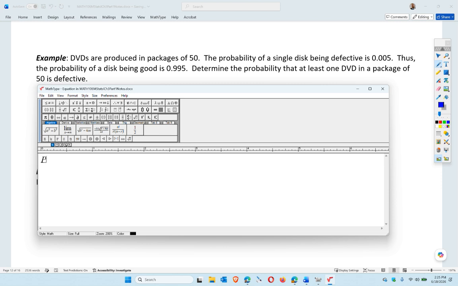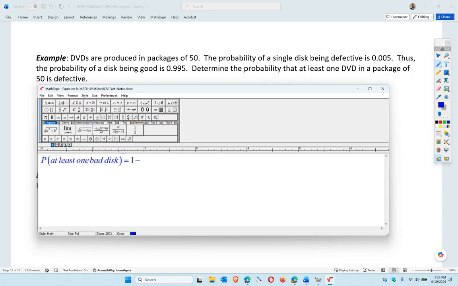So we need the probability of at least one bad disc, right? Okay. But I don't want to do that because that would be very difficult to calculate. I would have to calculate the probability of 1 disc being bad, 2 discs being bad, 3 discs being bad, 4 discs being bad, all the way up to 50 discs. That's a lot of probabilities to calculate. I don't want to do that.